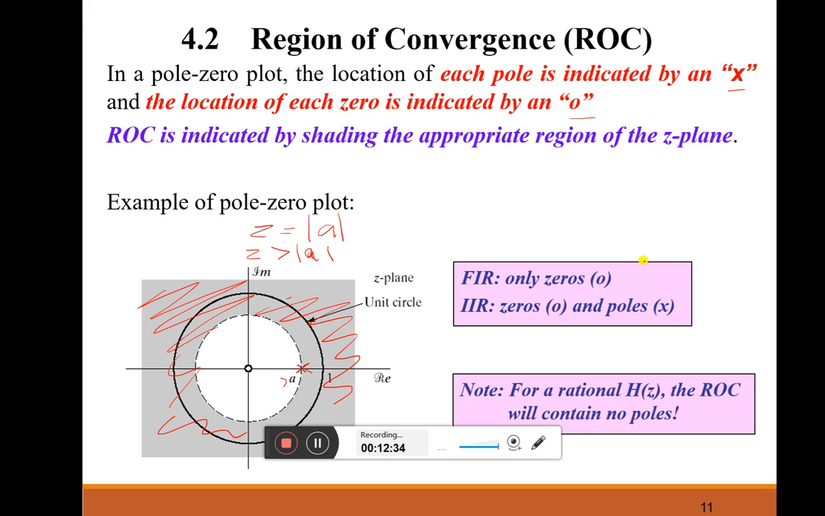Now this is for filter yang FIR, kita pakai hanya ada zeros saja. IIR ada zeros and poles. For rational H(z), the ROC contains no poles but bounded by dia punya poles. Dalam ROC ni sendiri patutnya tidak ada poles, dia bounded by poles.